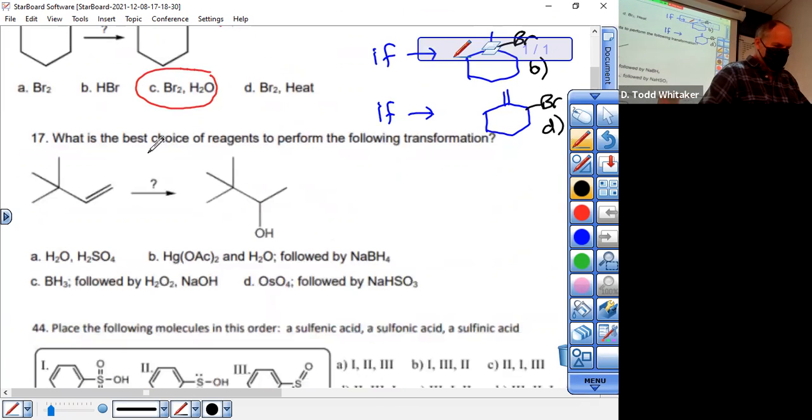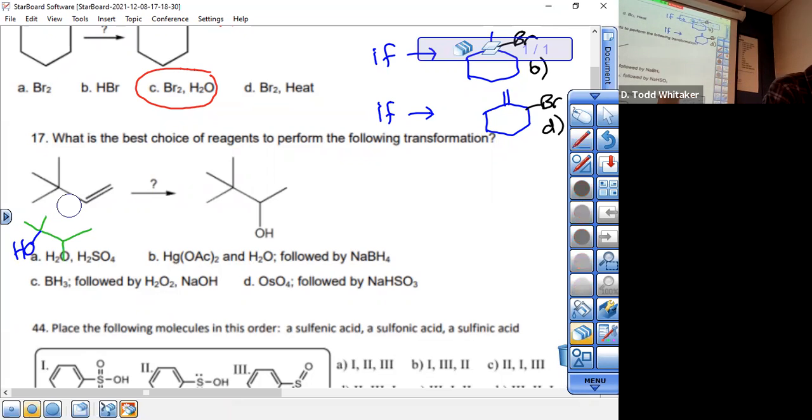And this one, which is the best choice of reagents to perform the following transformation, is a very good question. A lot of you are thinking water and sulfuric acid. I'll tell you what A gives you, and it isn't what's drawn. The OH ends up here, and a methyl moves here. Rearrangement because of a carbocation on the carbon one away from a branched carbon. So A does not give the right product, I just want that to be very clear. A gives that, which is not what's pictured.